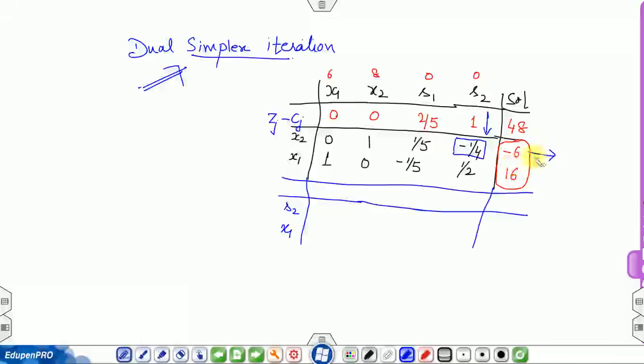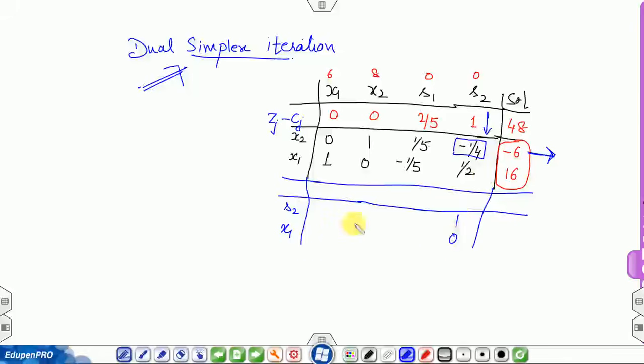So what is the dual-simplex? You first have to find the leaving variable. In this column find all those values which are negative. There is only one value, so this is the leaving variable. If there are two negative values, take the ratio among them and find the maximum in magnitude. So x2 is the leaving variable and s2 is the entering variable.